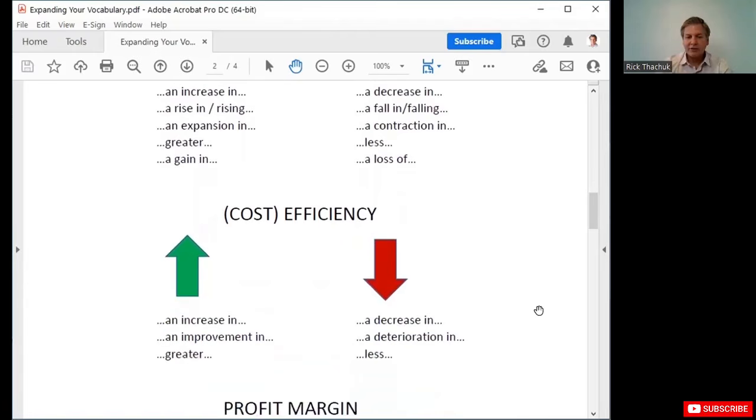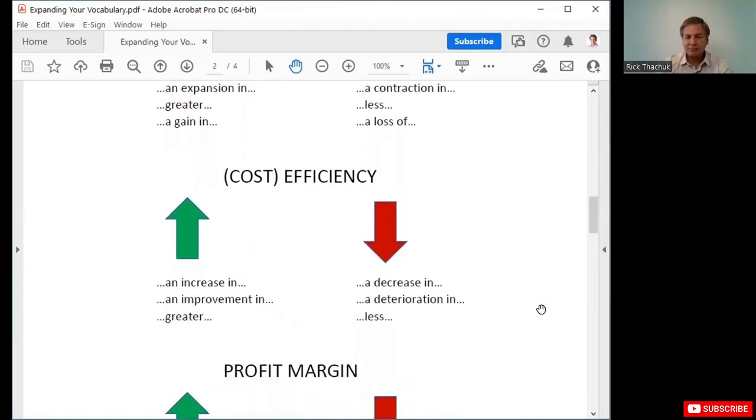If we're talking about efficiency or cost efficiency, efficiency here means that to produce the same thing, you are using less resources. So if efficiency has gone up, improved, we can say an increase in efficiency. I can say an increase in cost efficiency, or I can say a decrease in efficiency. I can say an improvement in efficiency or a deterioration in efficiency. That's a nice characterization for efficiency. And then I can say greater efficiency or less efficiency.